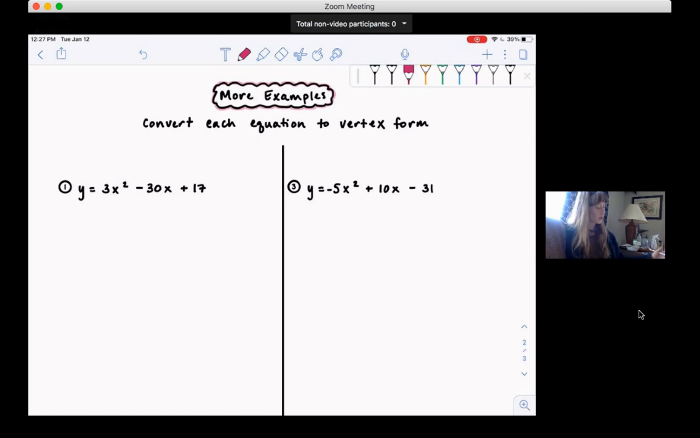Hi guys, welcome back to 2.4 on completing the square with a leading coefficient. In this video, we're just going to go through 4 more examples of how to do this. Okay, so number 1, 3x squared minus 30x plus 17, we're going to convert to vertex form.